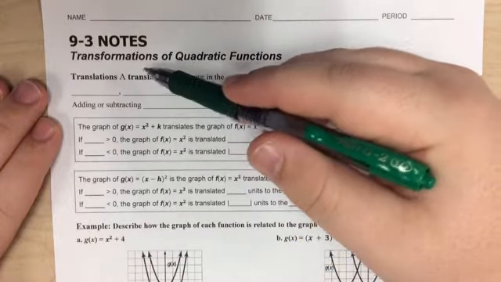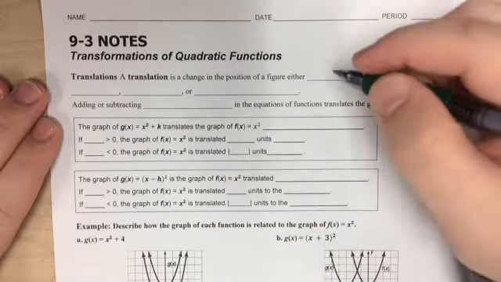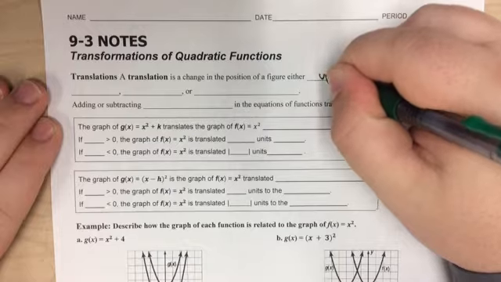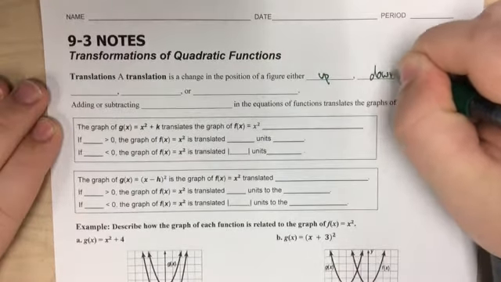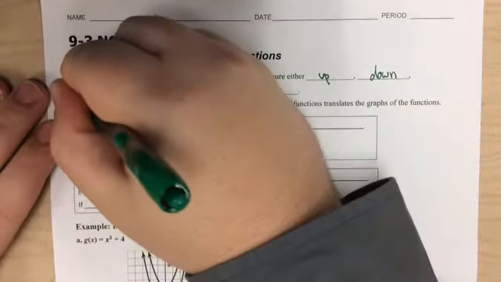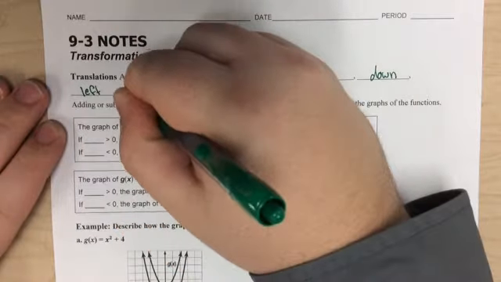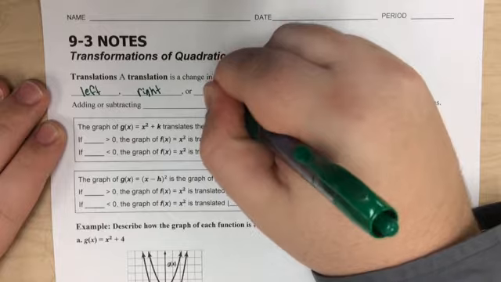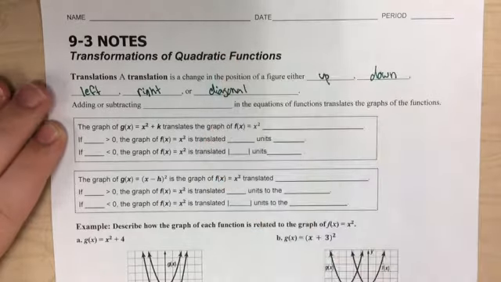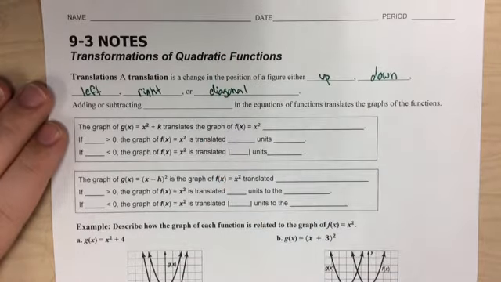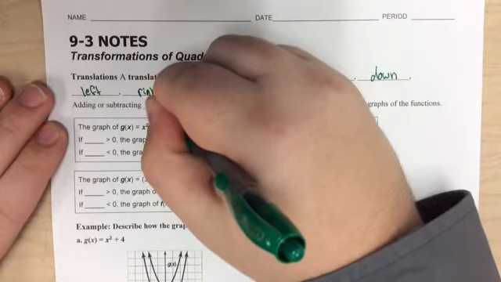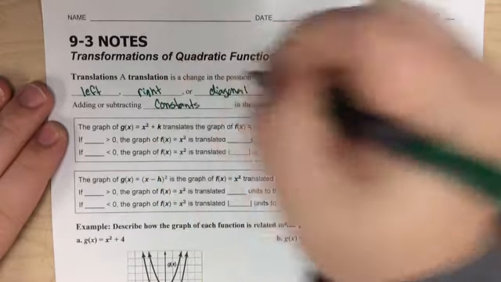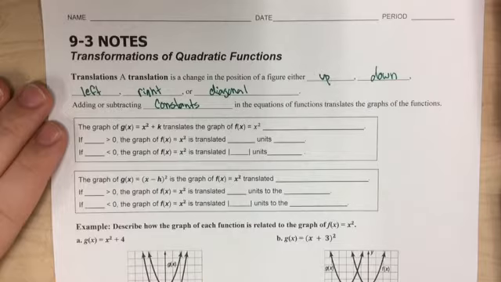A translation is a change in the position of a figure either up, down, left, right, or diagonally. And then we're going to be adding and subtracting constants in the equations of functions translates the graphs of the functions.